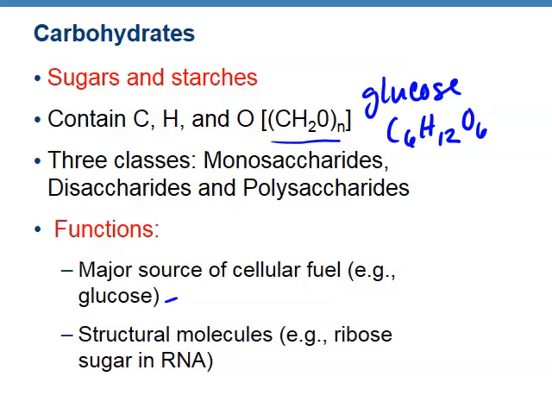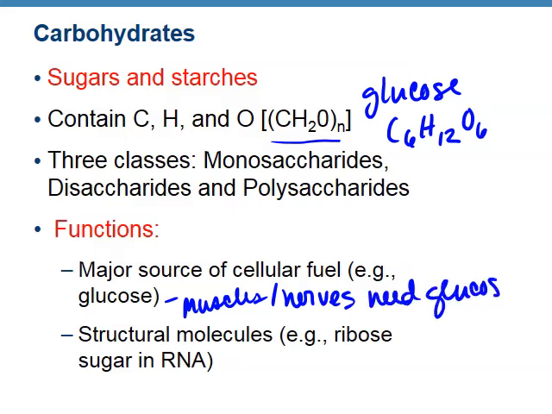So most muscles and nerves need glucose. They don't really want fat. They'll use fat if they have to. Well, muscles will, but they don't want it. They want glucose to make ATP. You'll also see carbohydrates, specifically sugars, that make up ribose and deoxyribose, which make up our RNA and DNA. Now, the nucleic acids are one of the other four groups we'll talk about in just a moment.